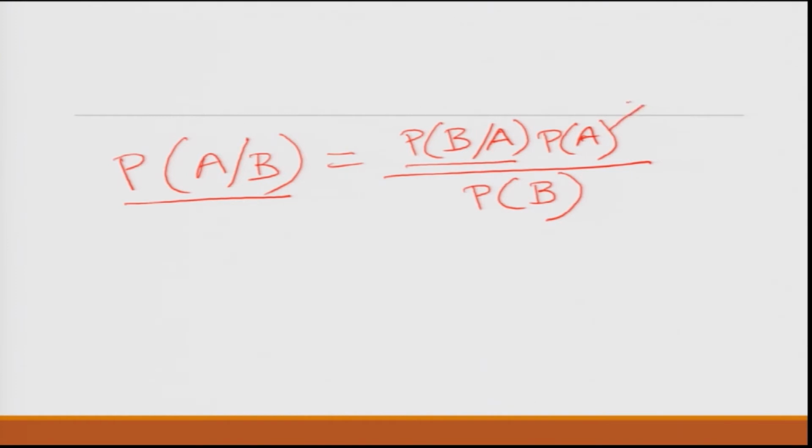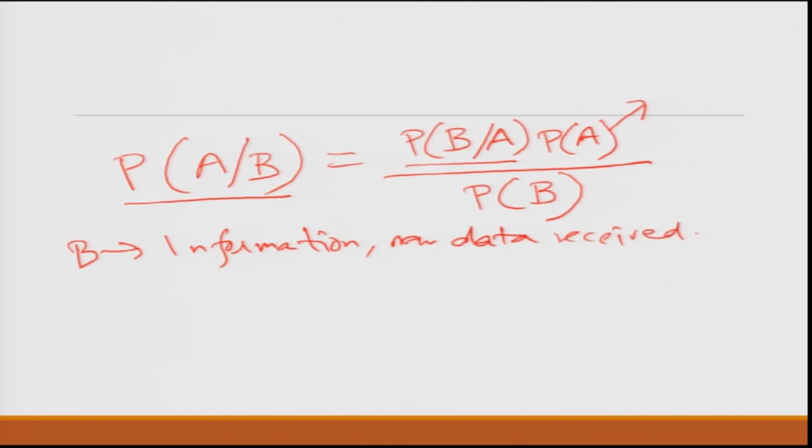Now in case of analytics, many a times what happens is, if you look, this A was your original estimate of probability of A happening. So if you consider B to be an information or a new data received. So what it says is that given that you receive a new data point, or maybe let me call it D so that it's easy to visualize.